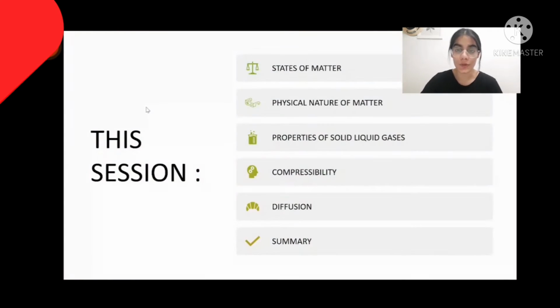In this session, we would be studying about what matter is exactly, different states of matter. We would be discussing a bit about the physical nature of matter. In detail, we will discuss all the kinds of properties of solids, liquids and gases. We will talk a bit about compressibility in matter, we will talk a bit about diffusion in matter, and then we will make a summary of whatever we learned in this session. So without any further ado, let us begin.